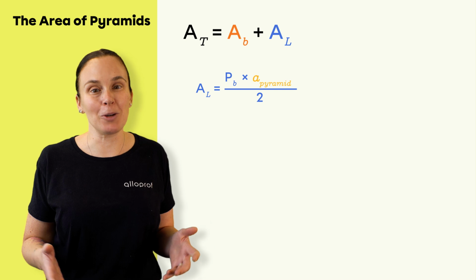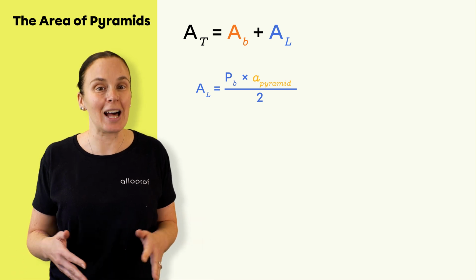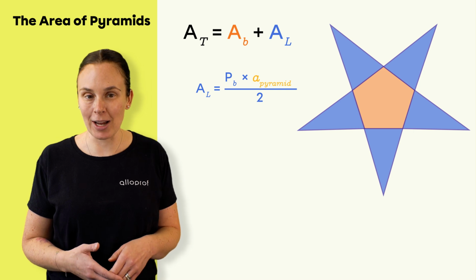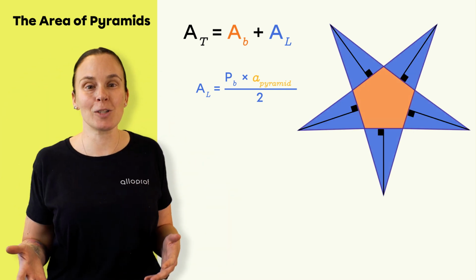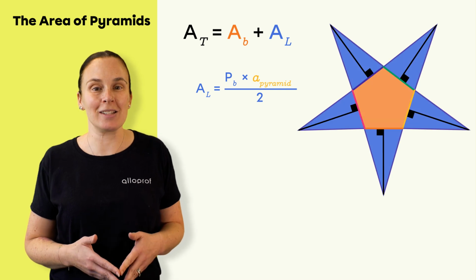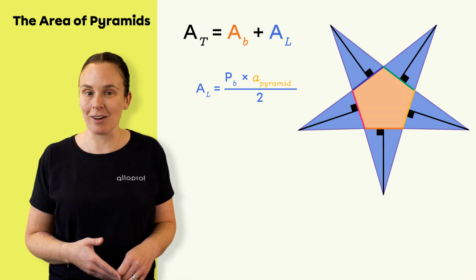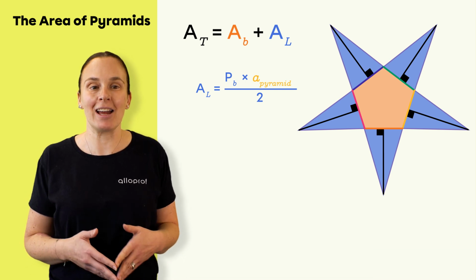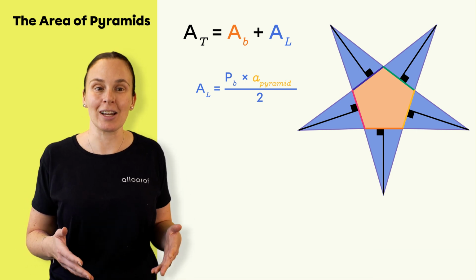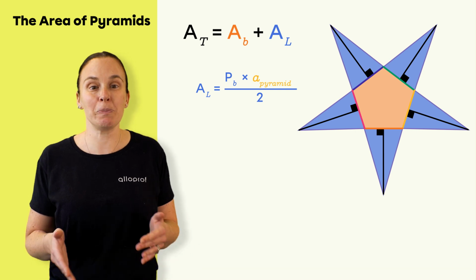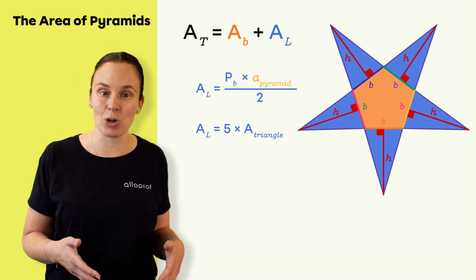If a regular pyramid with a pentagonal base is opened out flat as a net, you'll get an image like this one. You can see there are 5 triangles. Their height corresponds to the apothem of the pyramid, and each of their bases is one side of the regular pentagon. All of these triangles are congruent and have the same area. So essentially, the lateral area formula of a regular pyramid with a pentagonal base could be written as 5 times the area of a triangle.